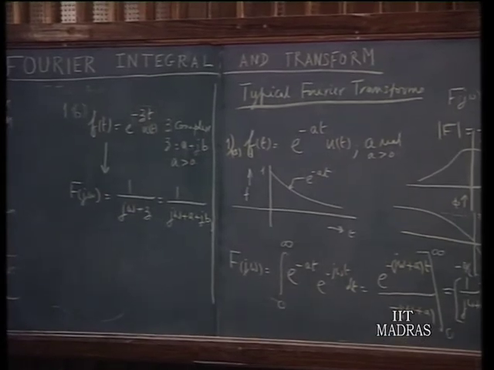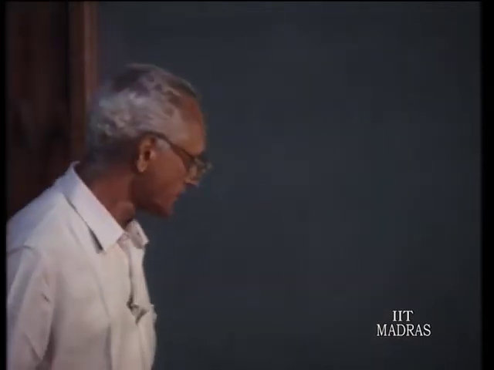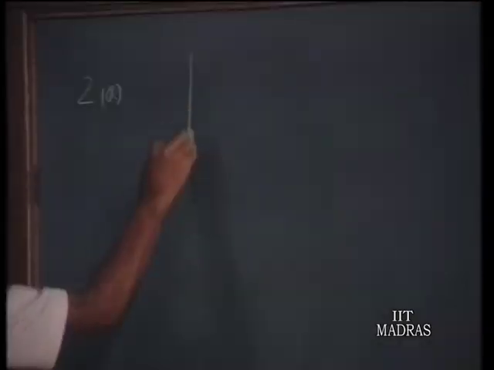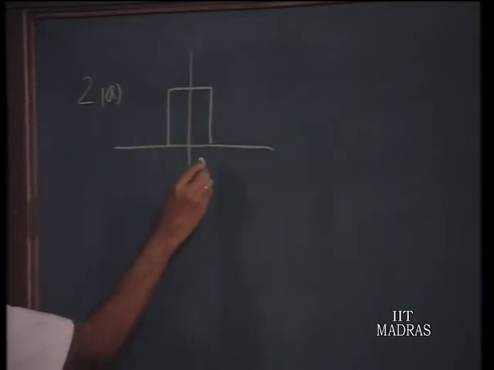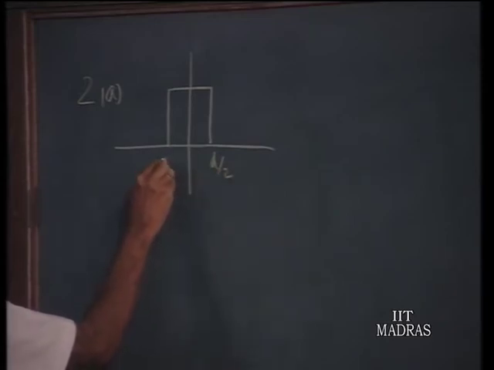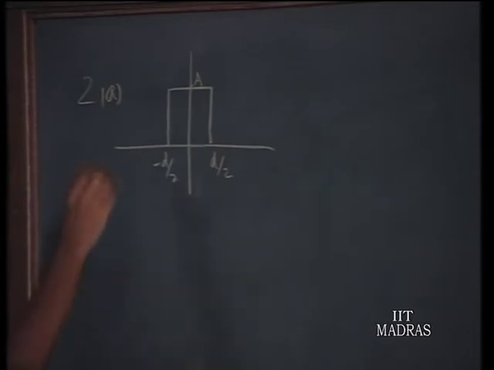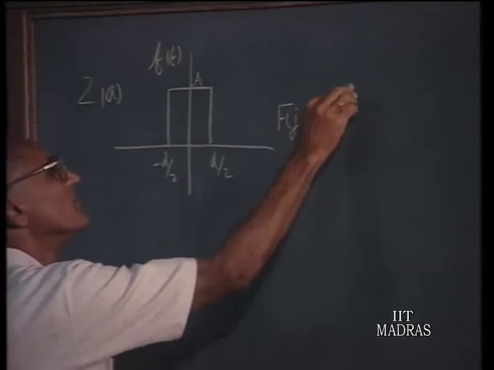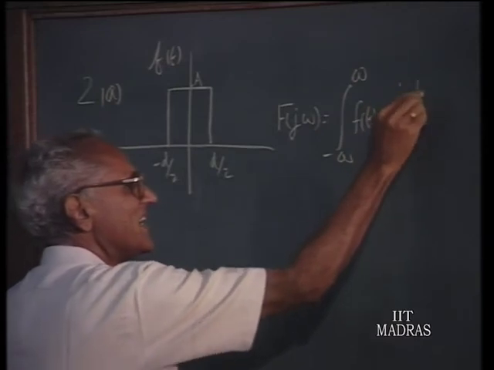Now, let us work out another example. Let us take a second function of time, a pulse function which is quite common and appears quite frequently in Fourier transform theory. So, we have a pulse of width d units, amplitude a. So, this is f of t. So, F of j omega will be the integral from minus infinity to plus infinity of f of t e to the power of minus j omega t dt. This is the standard form.